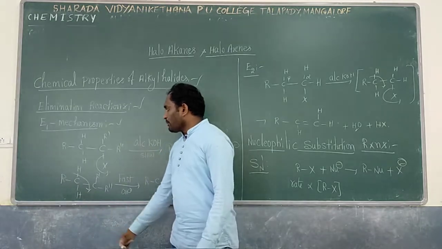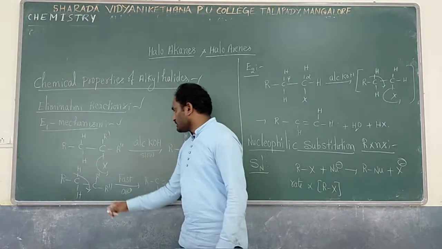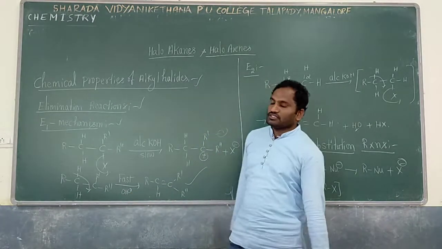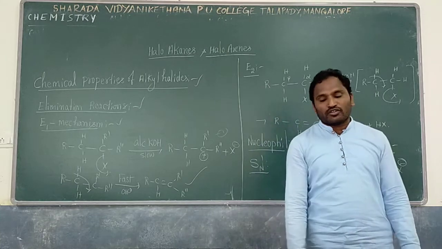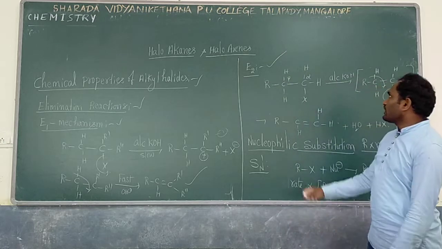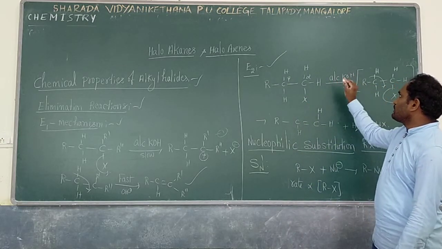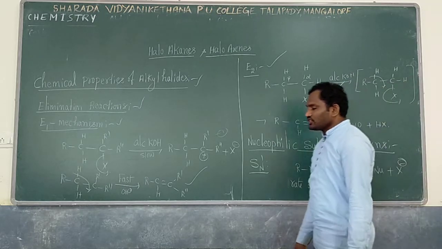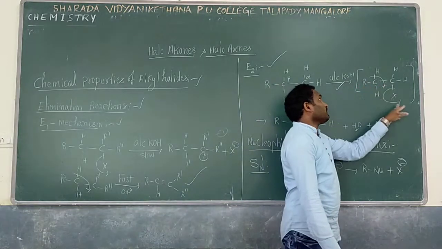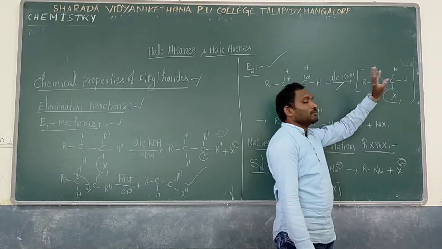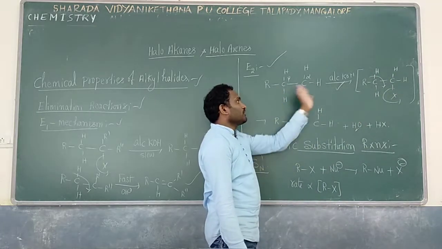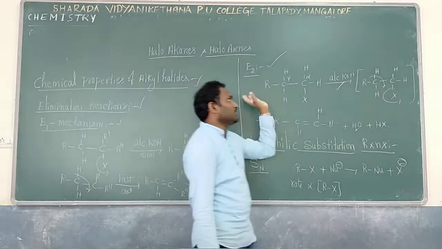Afterwards, in the second step, what happens? Proton elimination takes place in the presence of base. So in this way, alkene formation takes place. In case of elimination, unsaturated hydrocarbons will be formed. Next one, E2 mechanism. E2 mechanism is also called beta elimination. Here, in presence of alcoholic KOH or base, the leaving group and beta hydrogen leave. These two steps take place at a time. So this process is also called a single step process, because the entire mechanism takes place in a single step.